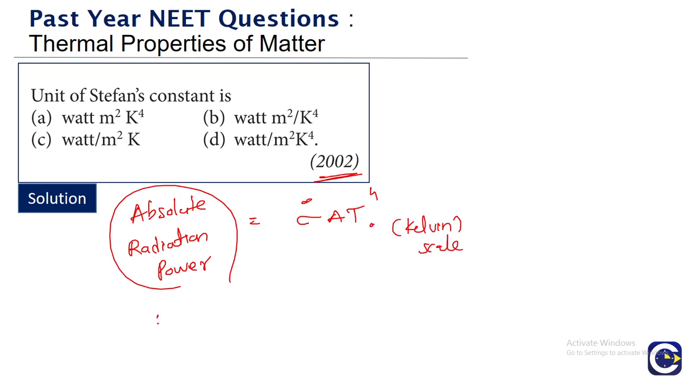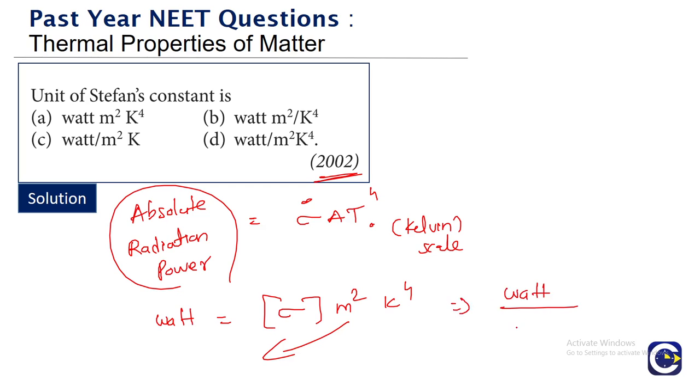Power means the SI unit is watt, which equals sigma times its SI unit. That is what we are trying to find. Area, what is the SI unit? Meter square. Temperature is in Kelvin scale, so it will be Kelvin power 4. We are looking for the unit of sigma, so we have to bring the other terms to the left side. On the left side we'll have watt in the numerator, and the denominator is meter square into Kelvin power 4. That will be the SI unit of sigma. So the right answer is option D.